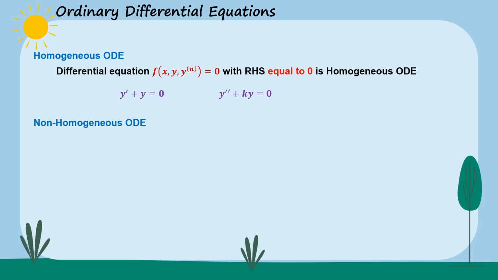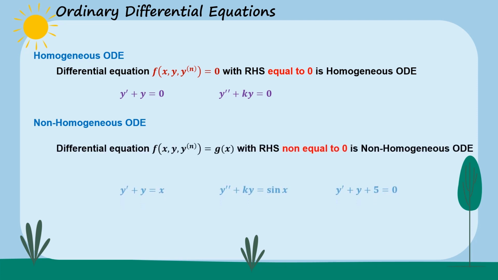For non-homogeneous, it means that a constant is present. For example, I take y dash plus y equal to x. x is not a constant, but still it's non-homogeneous, because a variable, the independent variable x, is present. Similarly, y double dash plus ky equal to sine x. And for the last case, see that y double dash plus y plus 5 equal to 0. So the right hand side is 0, but still it's non-homogeneous because, doing some basic arithmetic, it will be converted to y dash plus y equal to minus 5, right? That's well known. So these are called non-homogeneous ODE.